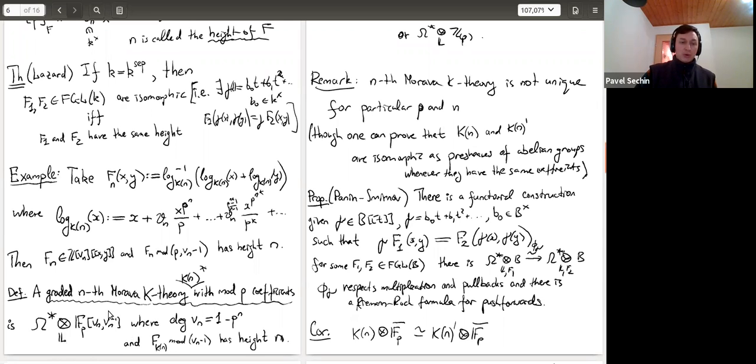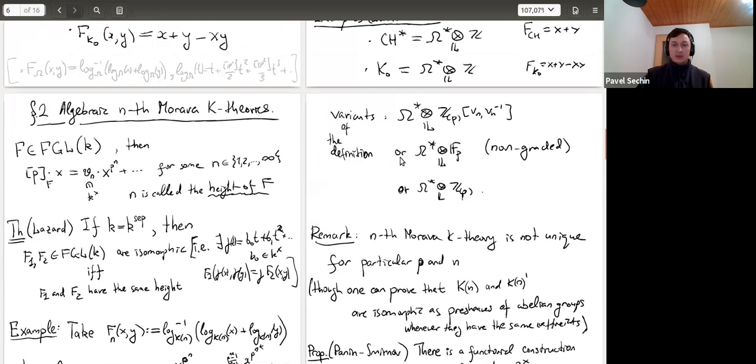So we take a formal group law over this graded ring, sometimes called a graded field, because the degree of this variable is non-zero, and it's precisely 1 minus p to the power n. And if this formal group law modulo v_n sent to 1 has height precisely n, as defined above, then the corresponding oriented cohomology theory, corresponding free theory, is called a graded Ernst-Morava K-theory with mod p coefficients.